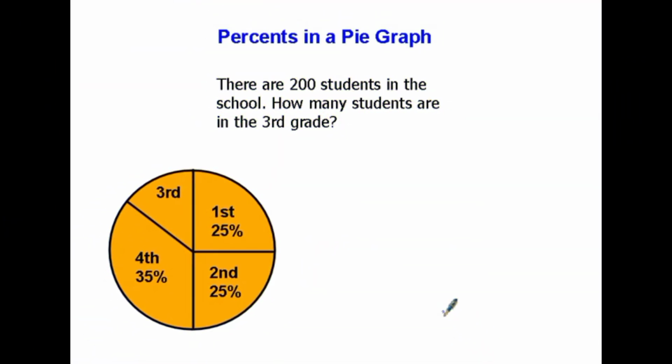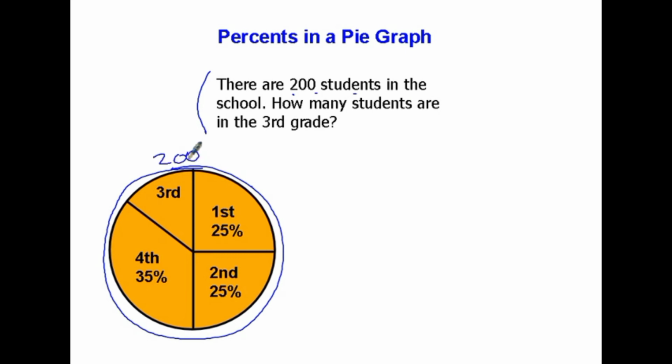So we'll take a further example on a pie chart. Now the question before us states that there are 200 students in the school. How many students are in the third grade? You discover that the first grade has 25%. The second grade has 25%. The fourth grade has 35%. Now the question is on the third grade. We don't know what percentage of the students are in the third grade.